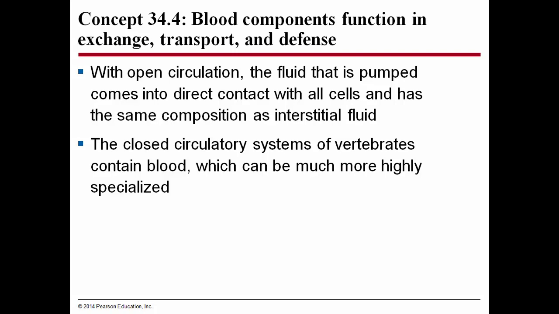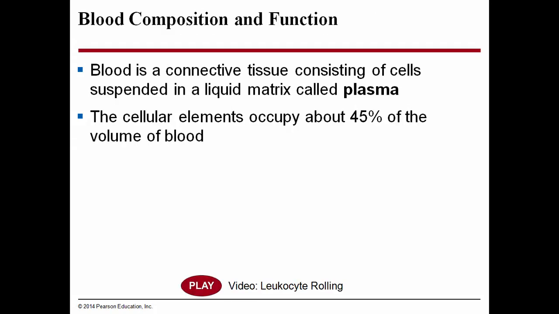Blood components function in exchange, transport, and defense. With open circulation, blood that is pumped comes in direct contact with all cells and has the same composition as interstitial fluid. The closed circulatory system of vertebrates contains blood, which can be more highly specialized. Blood is a connective tissue consisting of cells suspended in a liquid matrix called plasma. The cellular elements make up about 45% of the volume of blood.